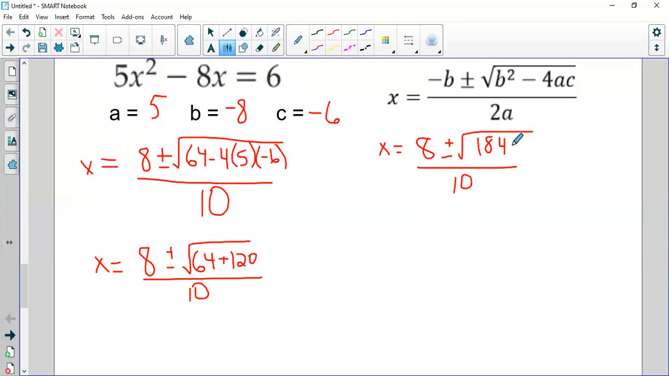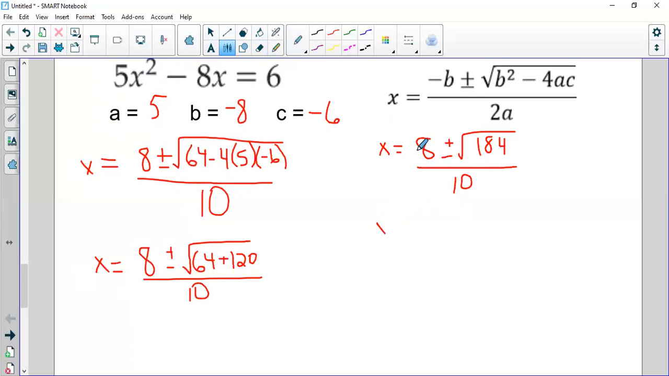184 is not a perfect square. Here's what that means. Because it's not a perfect square, my square root is going to be an irrational, non-terminating, non-repeating decimal. What that means is that this polynomial, 5x squared minus 8x minus 6, was a prime polynomial. But it's still going to have x-intercepts. Those x-intercepts are just going to be at irrational points on that x-axis. They're not going to be exact. We're going to estimate them. In this case, we're going to estimate to, say, the 10th place.